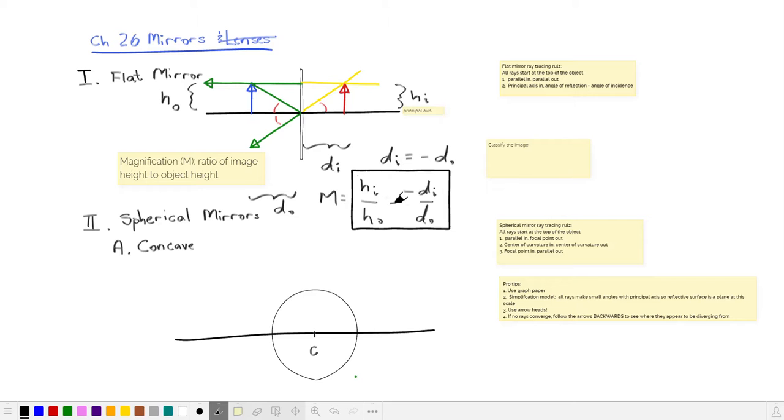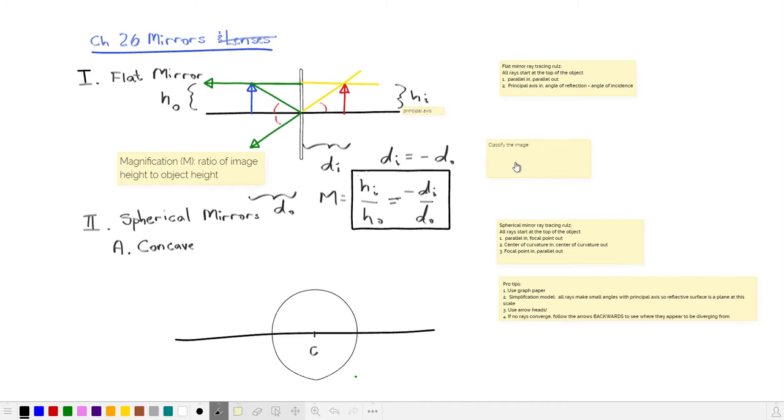The other thing to notice is if we end up getting a negative sign for magnification, that means that the image height is below the principal axis. For image heights and object heights above the principal axis, they have positive signs, and they have negative signs when they're below the principal axis. I'm just talking about image height. So if magnification is negative, that means our image is inverted.